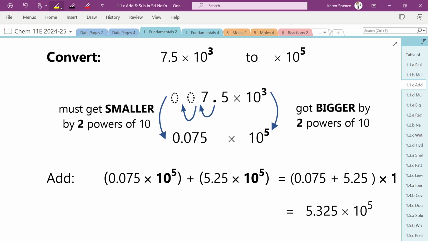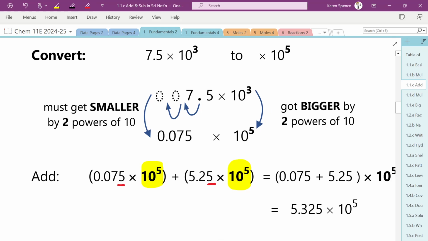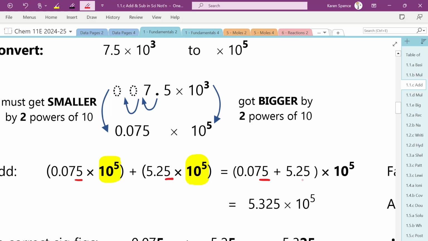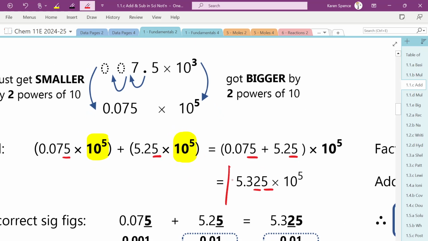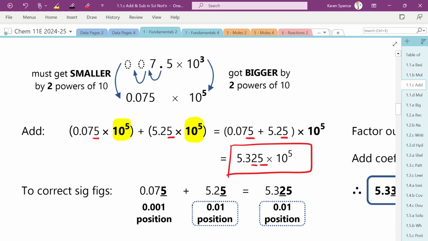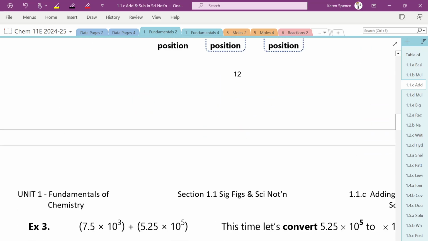And now we have our coefficients, our powers of 10 are the same. And now we add our 0.075 to our 5.25. And that means our uncertain digits are in the thousandths and in the hundredths. So our uncertain digits are in the hundredths and the thousandths. So we need to round this to 5.33. Okay? There we go.